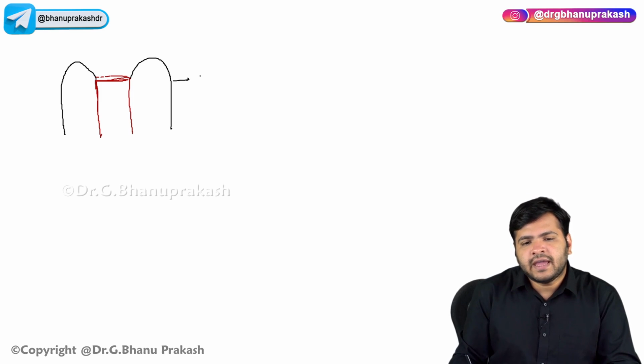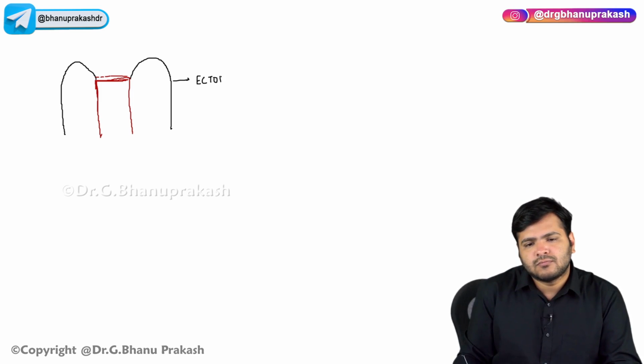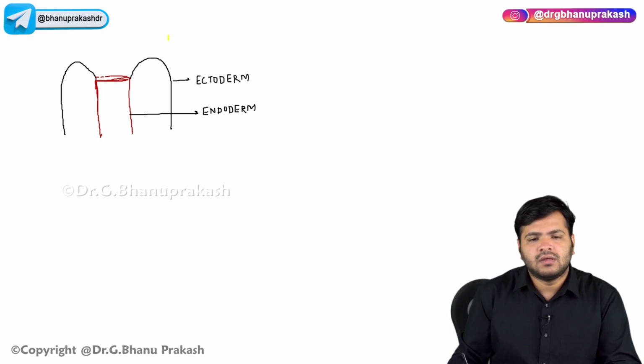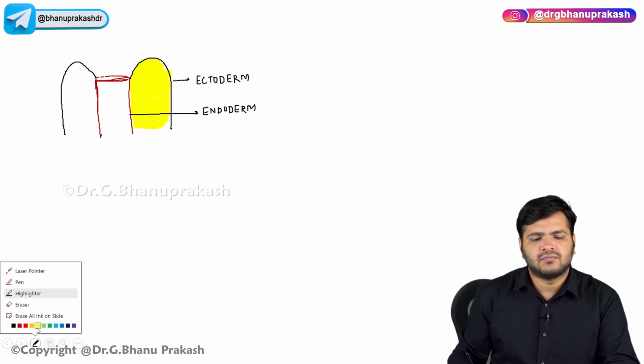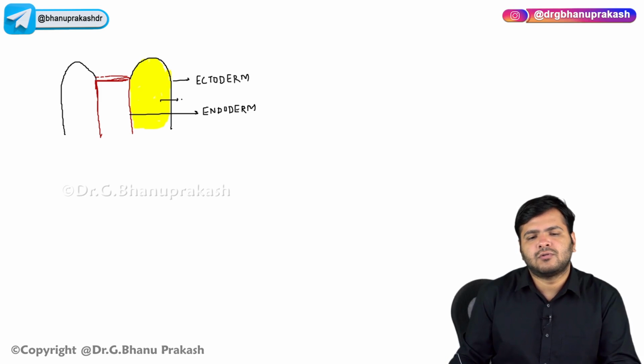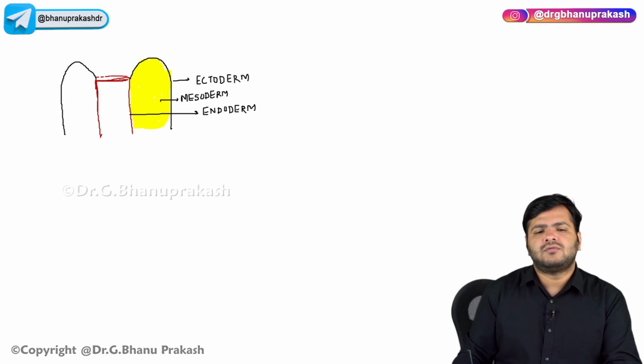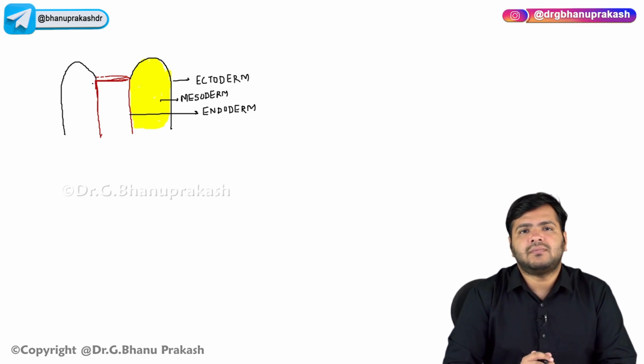This is the ectoderm. This is the endoderm, on both the sides, and in between, the area which I am highlighting right now is the mesoderm, right? Let us suppose this is the mesoderm over here. So on both the sides it will be present: ectoderm, endoderm and mesoderm.